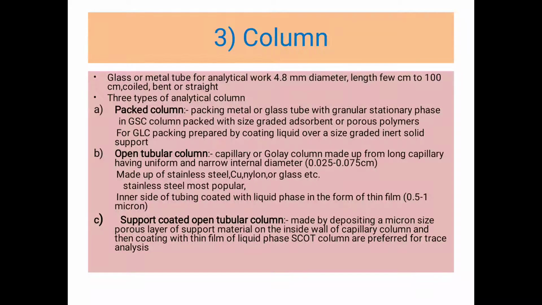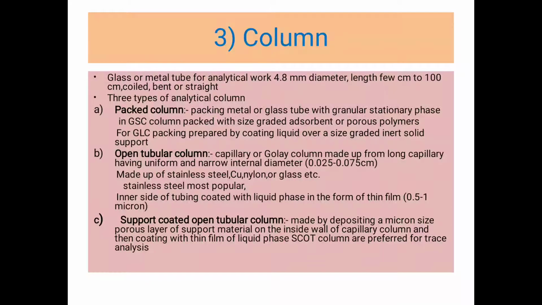The column in the GC may be glass or metal tubing for analytical work, and it has a diameter of 4.8 mm. The length ranges from a few centimeters to 100 centimeters, and the column may be coiled, bent or straight. Okay, we already saw in the diagram that it is a U-shaped column.